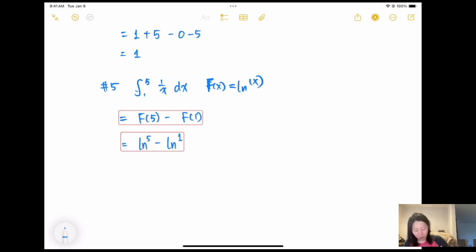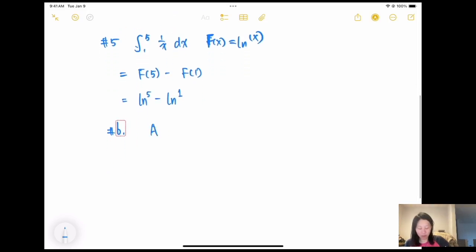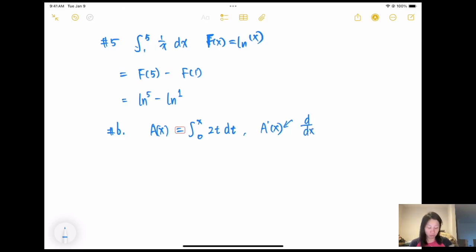Now, let's do number 6. Number 6 gives you A of x equals the integral from 0 to x of 2t dt, and they want you to find A prime of x. If it's A prime, that means they want to find the derivative with respect to x, not t, even though the function inside is in terms of t. But we treat t as a constant in this case.